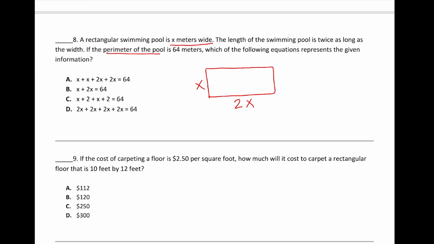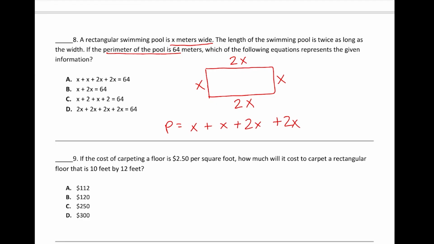So the perimeter is 64, and the way that we find perimeter is by adding up all the sides. So I'm actually going to label the other 2 sides here, even though they're just the same. I think it'll be easier to visualize it. So the perimeter will be x plus 2x plus x plus 2x. We're just adding up all 4 sides.